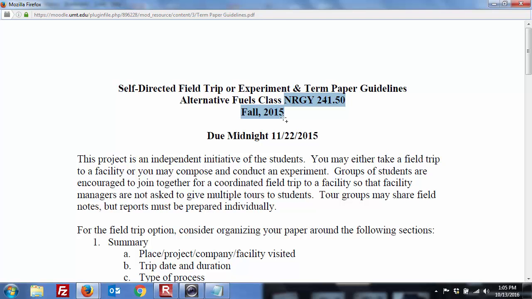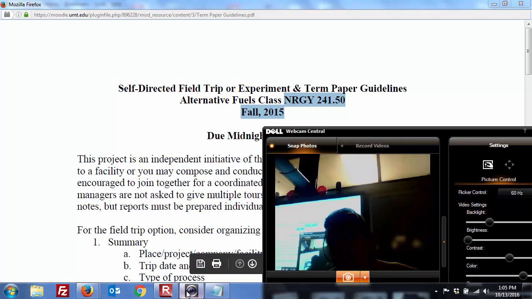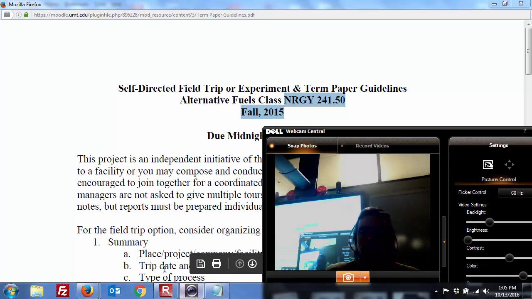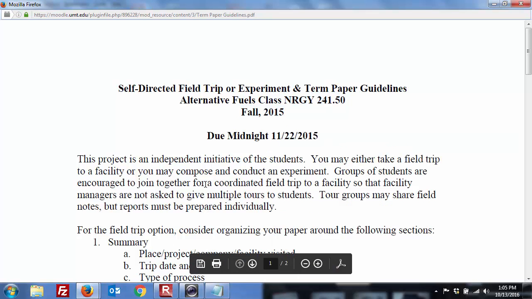Okay, so this is the independent initiative of the students. This is something that you'll do on your own. You can either take a field trip to a facility or compose and conduct an experiment. Groups of students are encouraged to join together for a coordinated field trip to a facility so that they are not asked to give multiple tours. Tour groups may share notes, but prepare your reports individually. For the field trip option, consider organizing your paper around the following sections.